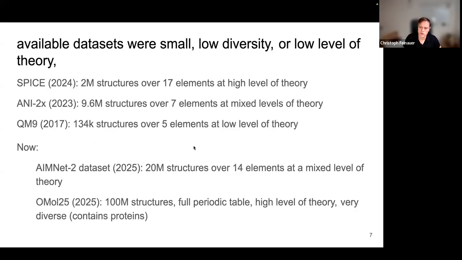Very good question. What do these data sets typically contain? What kind of information? Is it structures and energies or also other things? Yeah, that's a really good question.